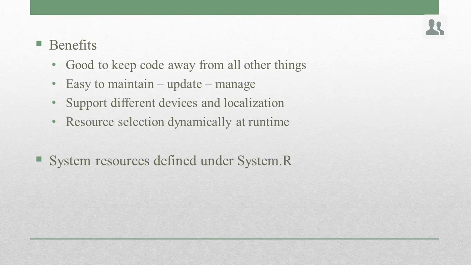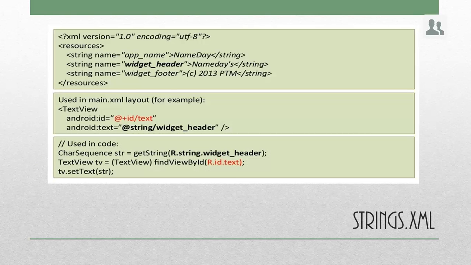Then the system resources are defined under the system R file. Next is the layout of the string.xml file, how this file will look. As you can see here, it is an XML file which contains the resources in this particular folder. It is a type of resources, and it has 3 strings here, with the string name app_name. If my application name is Name Day, then that string will be stored in the string.xml file with the help of this.